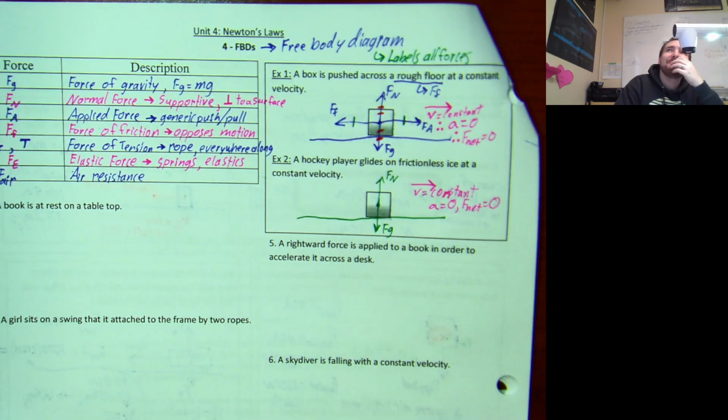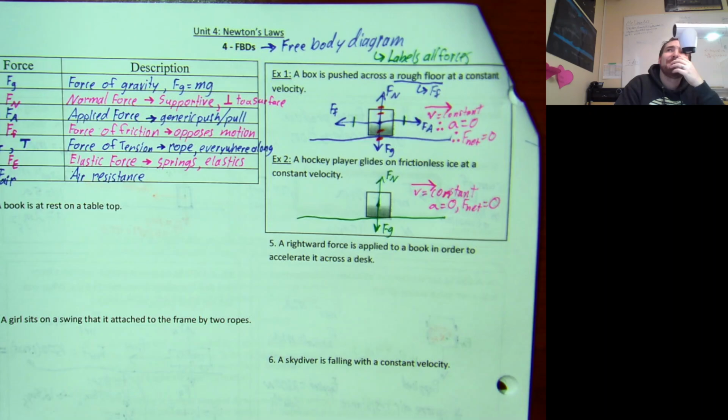Frictionless ice means there's nothing. So Ff is 0. So there is no Ff. I'm not going to draw force of friction on here. We're told it's frictionless. And if there is no friction and F net is 0, can I have an applied force? No.